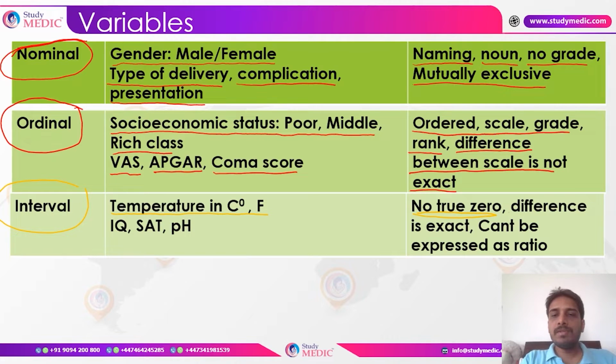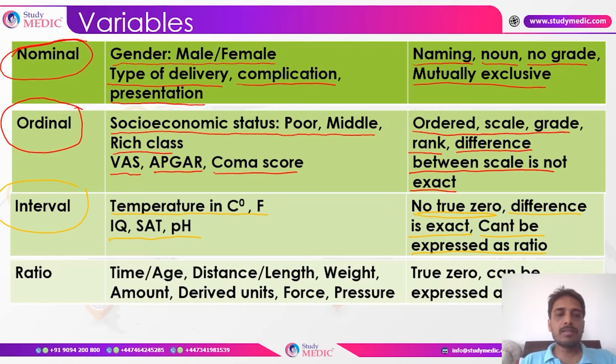But the difference between values is very exact. The difference between 15 and 20, and 20 and 25 degrees Celsius is exactly 5 degrees Celsius. Since there is no true zero, this cannot be expressed as a ratio. We cannot conclude that a temperature of 50 degrees Celsius is twice as hot as a temperature of 25 degrees Celsius, because if we convert it into Fahrenheit, it would seem otherwise. Similarly, IQ scores, SAT scores, pH, etc. are all interval variables with no absolute zero, or where zero has no meaning.